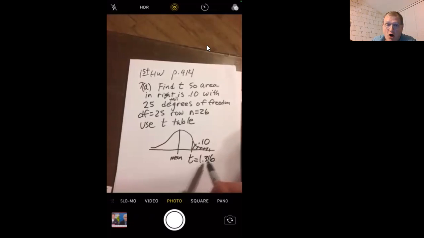And we're going to use this in all of the standard kind of formulas you're used to. It's just that in those formulas, instead of being a z, you're going to use a t. We'll show you that when we get to them.